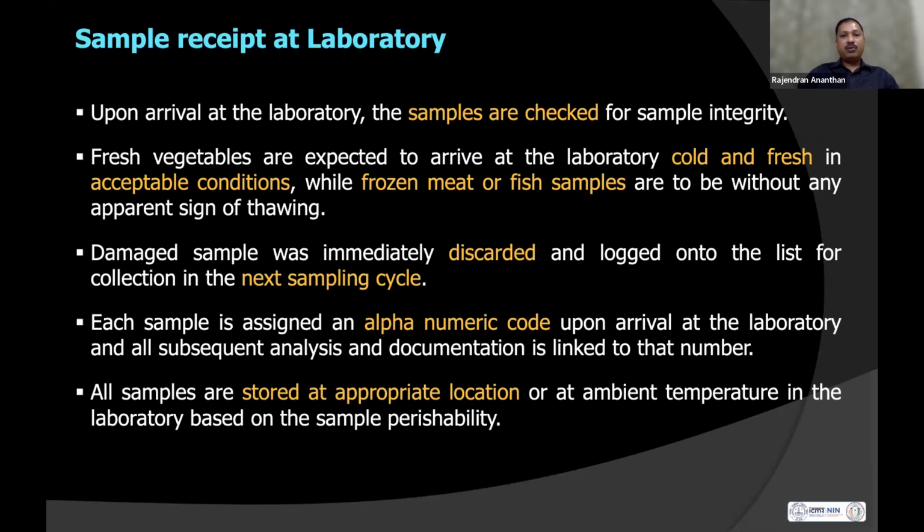In case, due to some reason, the freezing was not done properly or the sample was unacceptable for analysis and the sample integrity was not good, we immediately discarded the sample and entered it into the next round of sample collection. And we labeled the samples properly with an alphanumeric code, and then stored them appropriately at minus 80 degrees Celsius. In the case of dry samples, they were stored at 4 degrees Celsius.